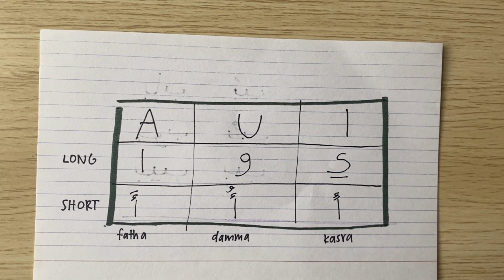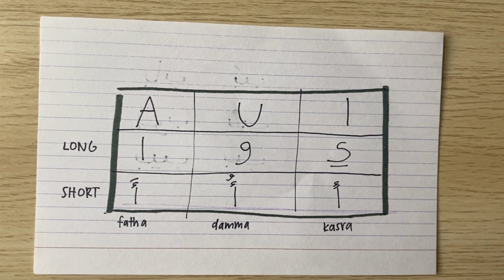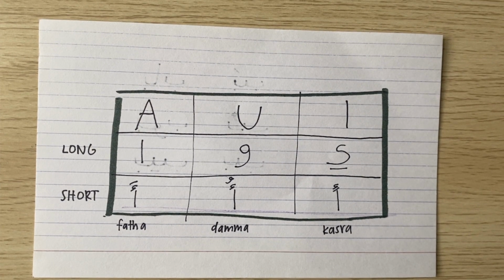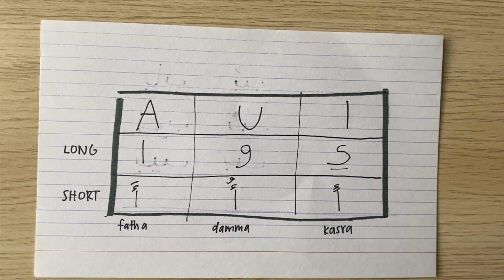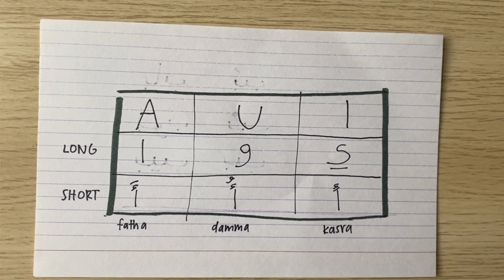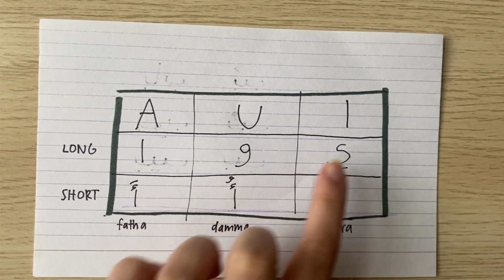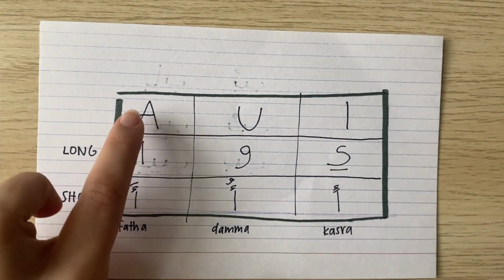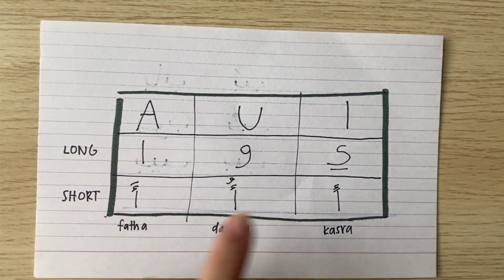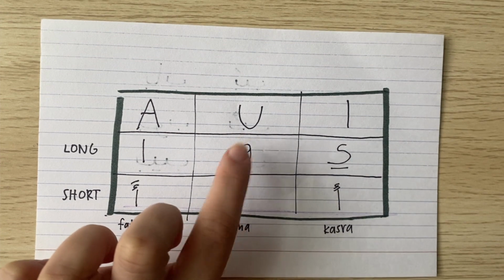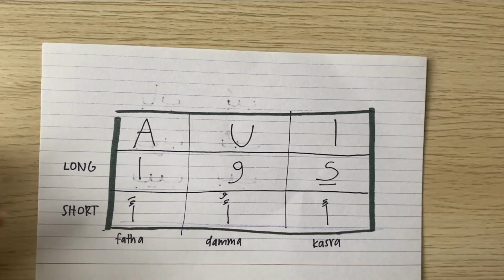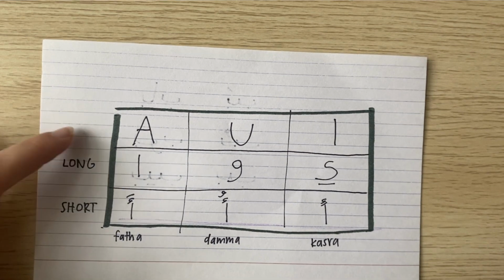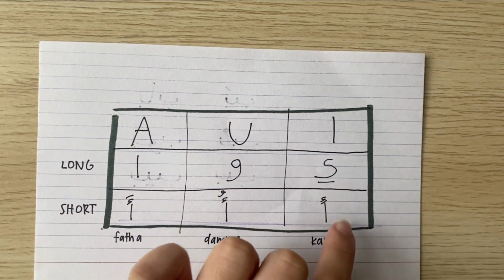For this part, I'm gonna keep it pretty simple and not go into all the nuances of accents, but I will show the difference between long and short vowels. Earlier on, I showed you these three long vowels: alif, which can be an A, waw, which can be a U, and ya, which can be an I. There are short versions of each of these letters.